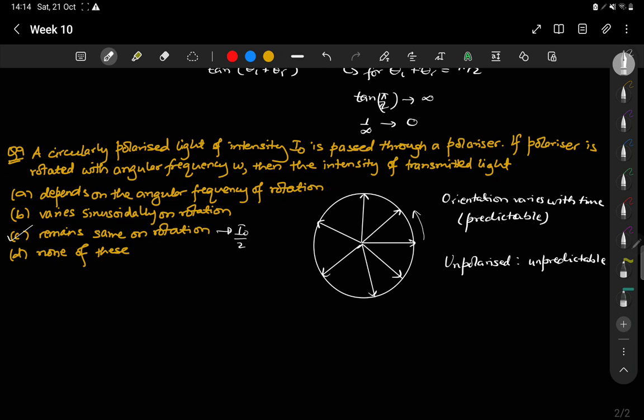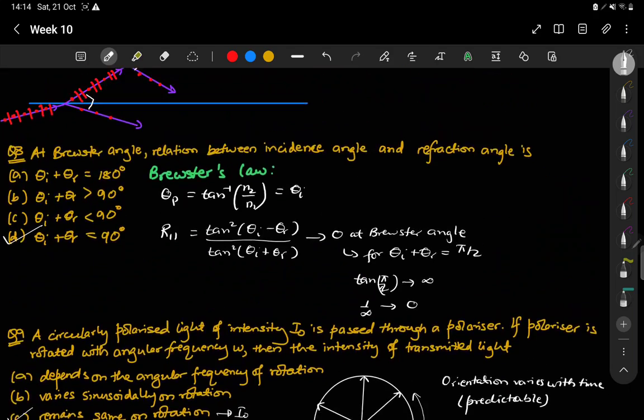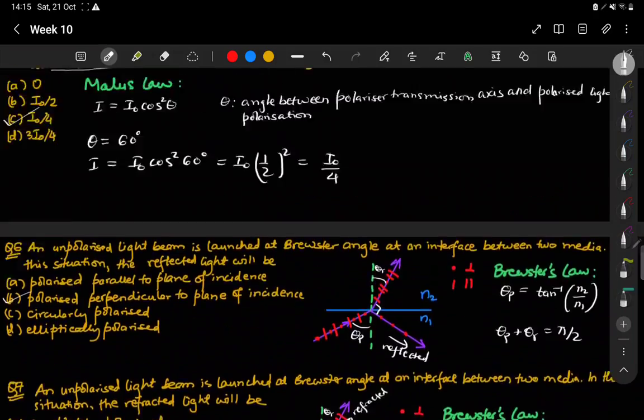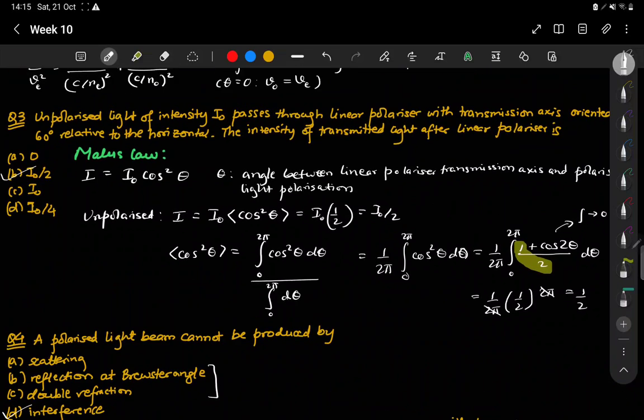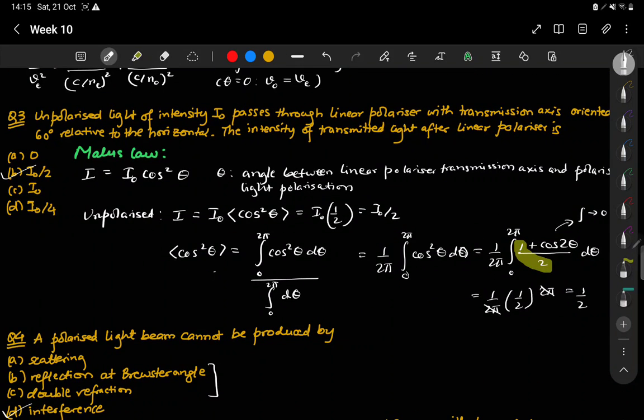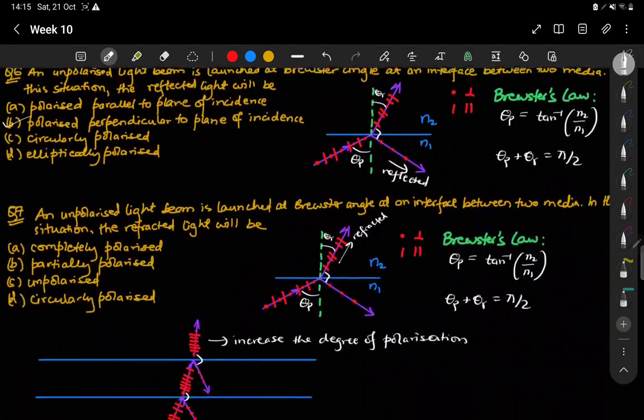But in both the cases, when you pass it through a linear polarizer, because the orientation is changing with time, the output intensity would be I naught by 2, and it would not change with the orientation of the polarizer. And this we saw earlier was because of this average of cos squared theta coming out to be equal to half. So this is also true for circularly polarized light.